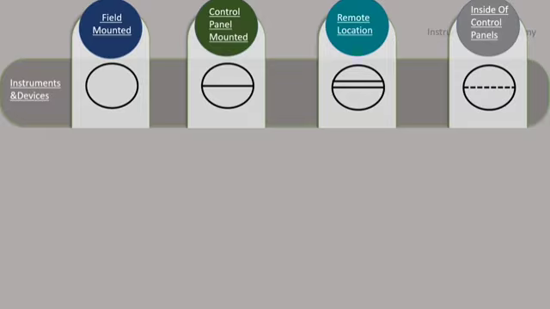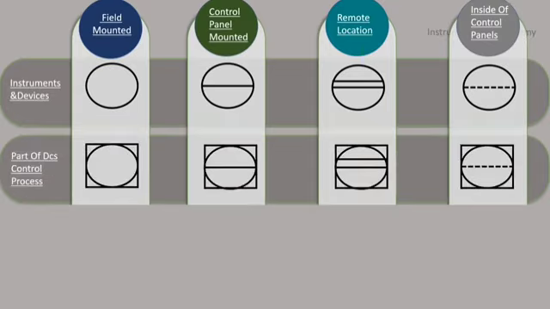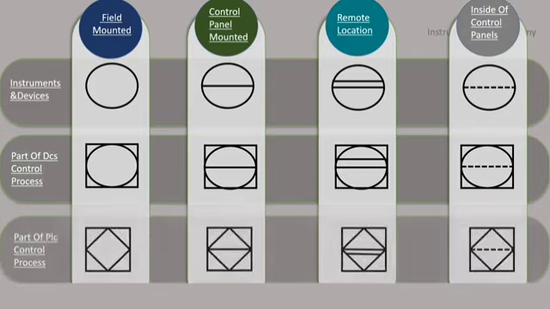These are the symbols associated with instruments. If these symbols are enclosed within a square, it means that they are a part of DCS control process. If the shape of the symbols is a diamond enclosed within a square, it means that they are a part of PLC control process.